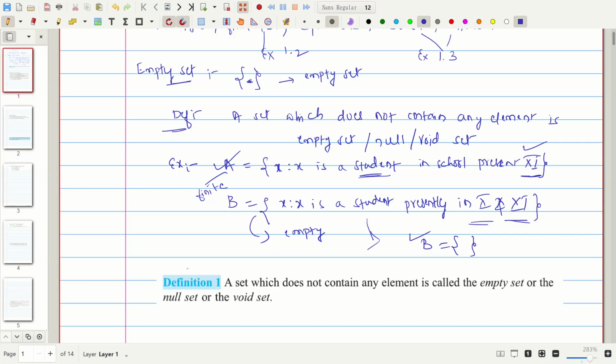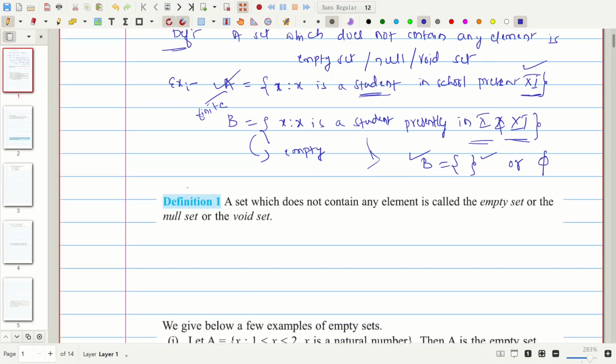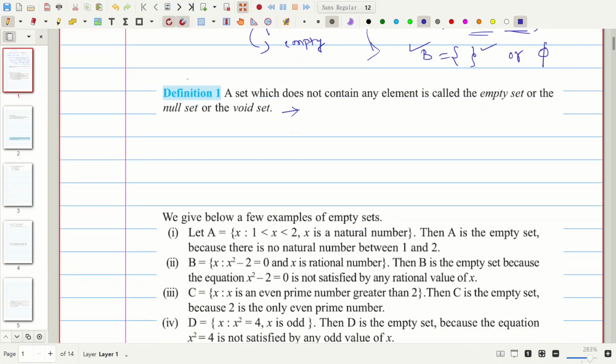So the empty set is represented by the curly braces, or we can represent it by the symbol phi. Okay, by the symbol phi we can also represent a null set or empty set. So this is the proper definition: a set which does not contain an element is called empty set or null set or void set. Okay, and some few examples we'll be discussing here.